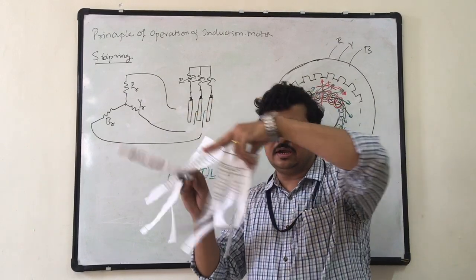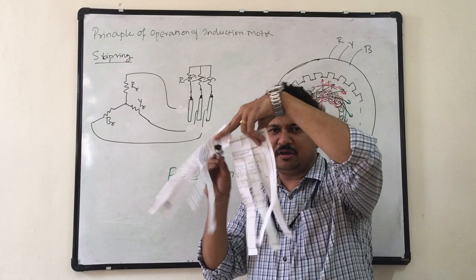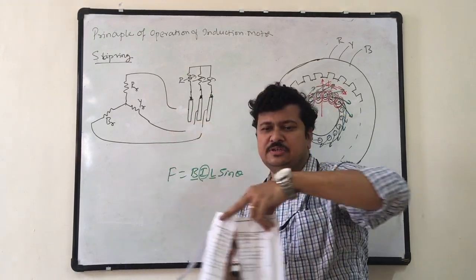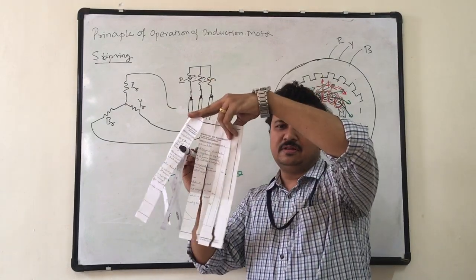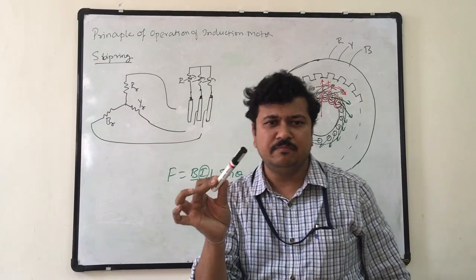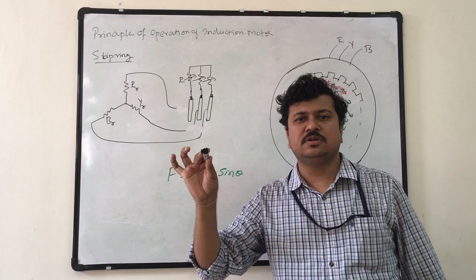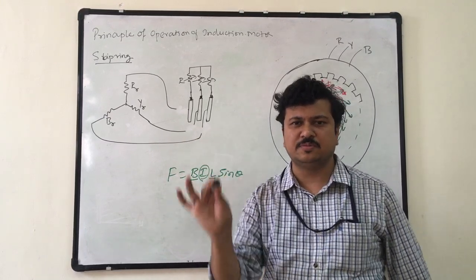So this is rotating at larger speed, this is rotating at some speed. Now still there is a cutting of EMF. Now if these two speeds achieved are same, if these two run at the same speed, then what happens? Flux cut by the conductor is 0, EMF induced in this conductor is 0, current flowing is 0, force produced is 0, rotor stops immediately.